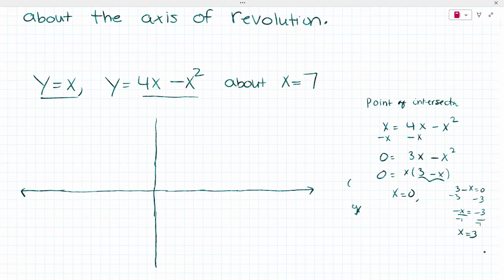So the point of intersection is 0, 0, and the other one is when you plug x into this, it should give you 3. So 3 comma 3. If you graph that, this one is 3 comma 3, and then this point is 0, 0.